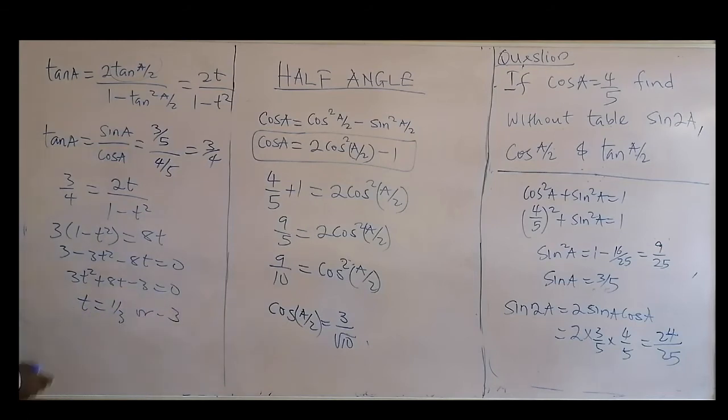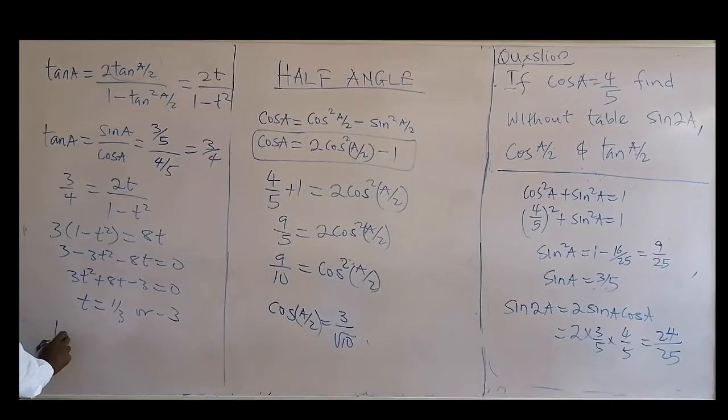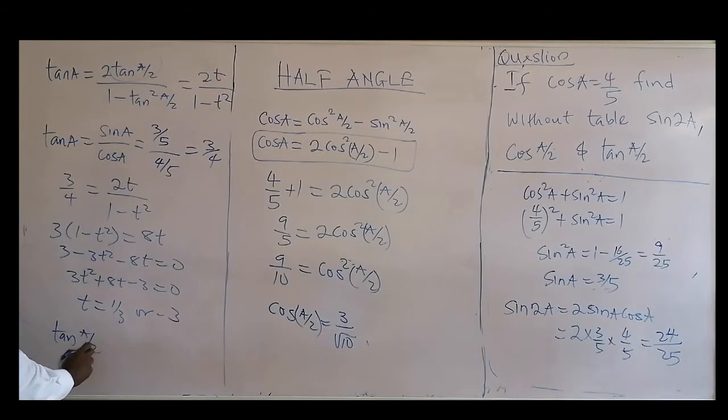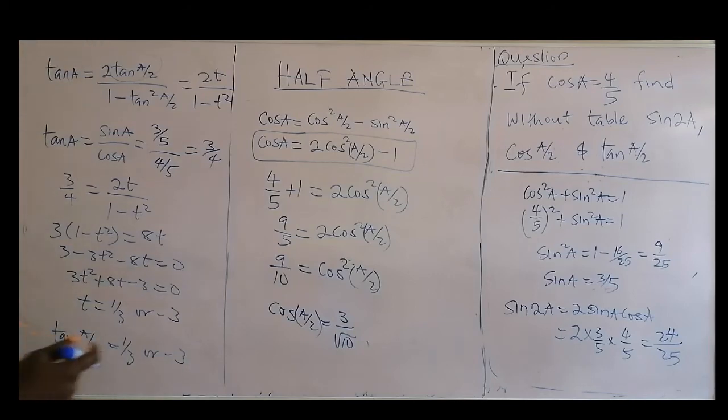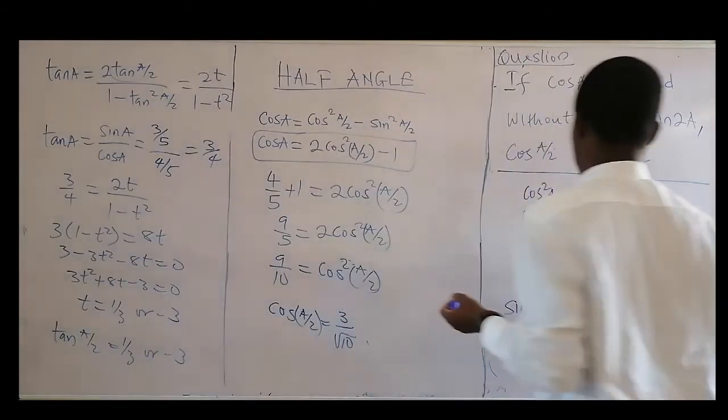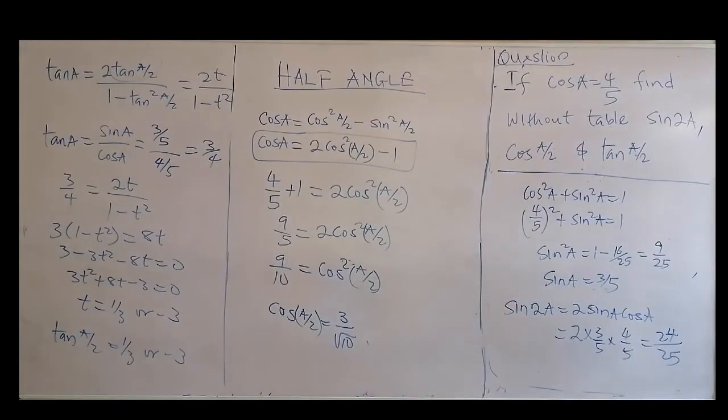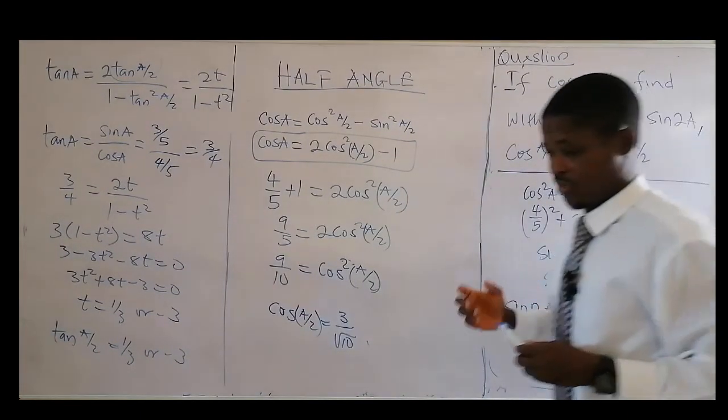You can use a calculator. And t is what? T is tan A over 2, which is what? 1 over 3 or minus 3. So that's that. There is no information about the nature of the angle, whether it's acute. So that's that on that value. So it's 1 over 3 or minus 3.